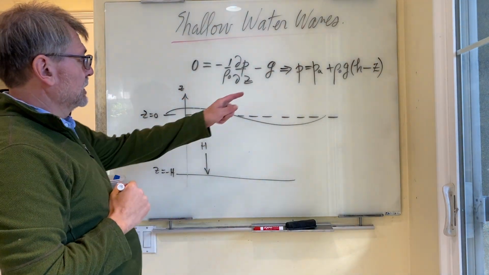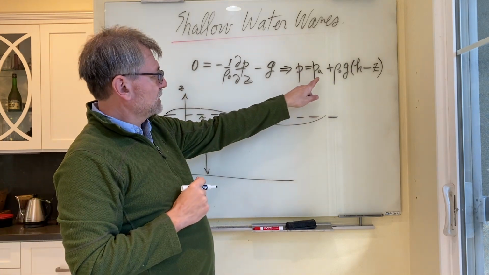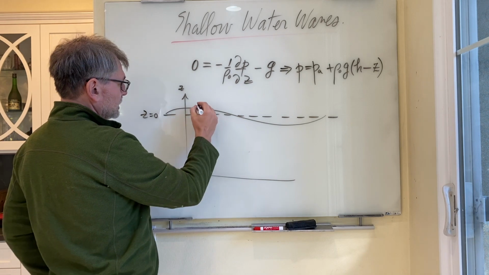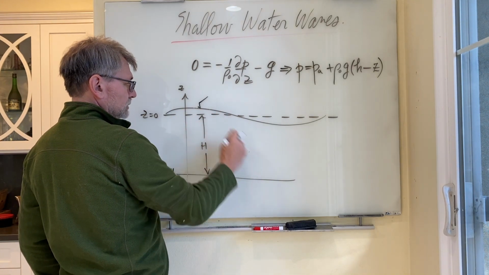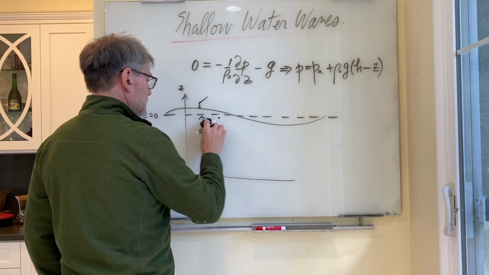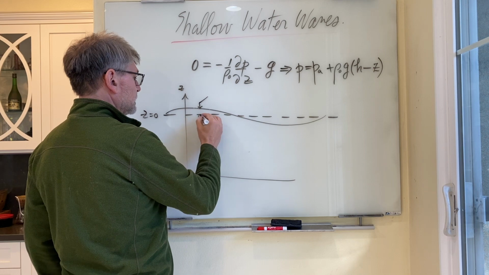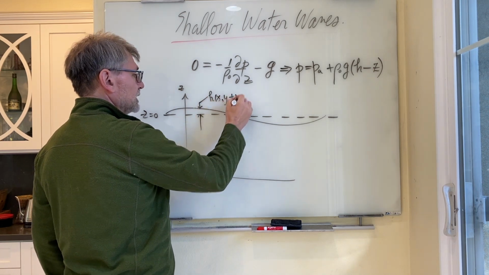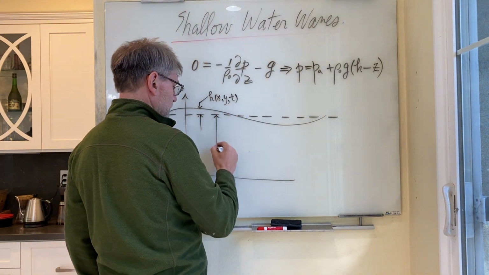Integrating this equation, we get the hydrostatic pressure: it's the pressure at the surface, PA, plus the distance from here to here. This distance here is h of x, y, and t, I guess. And this distance from here is H.